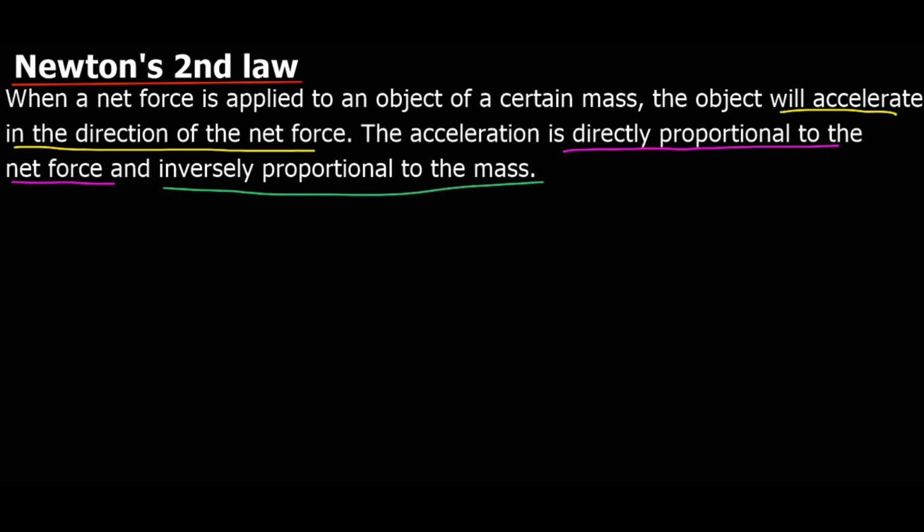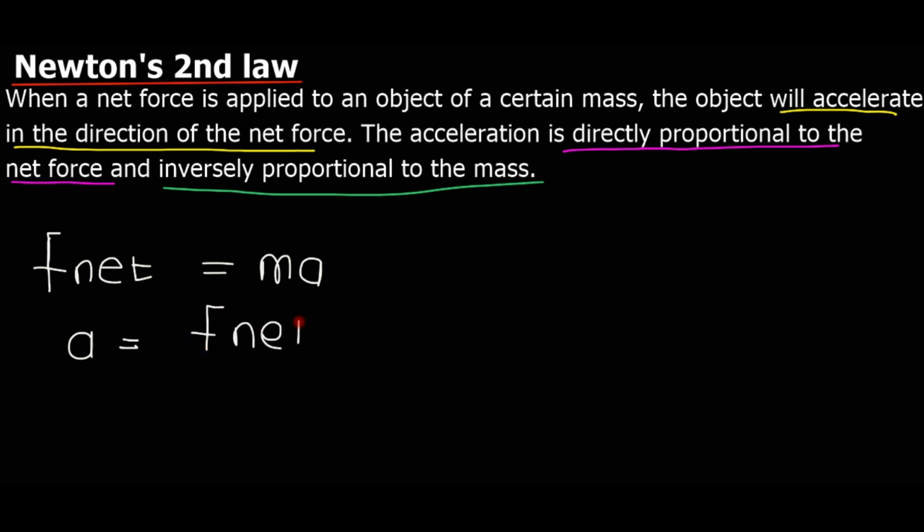Actually, for this law, we use this formula: F net equals MA. From there, we make A the subject of the formula by dividing both sides by M. So A is equal to F net over M. A is acceleration, M is mass, and F net is the force.